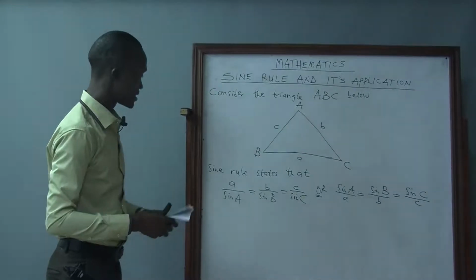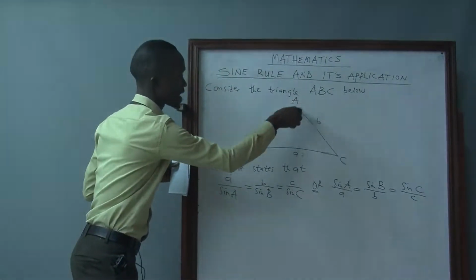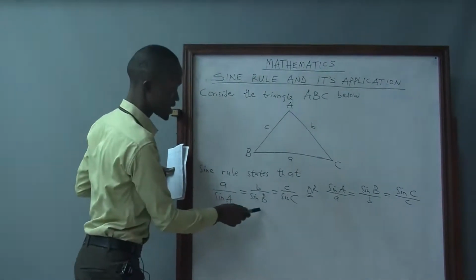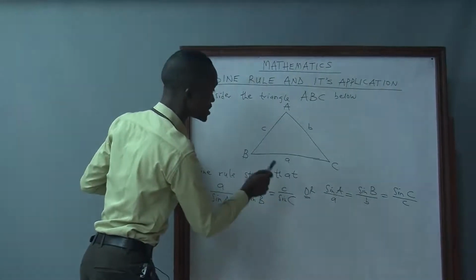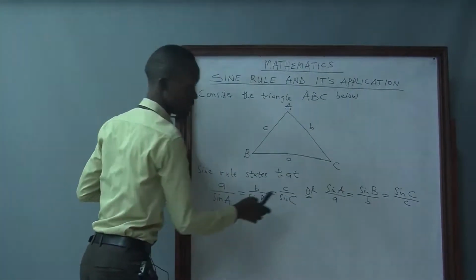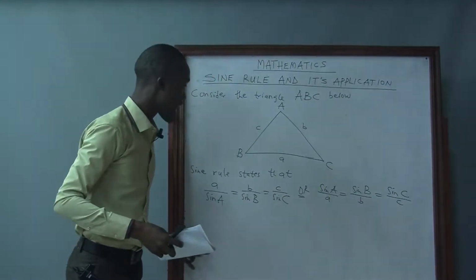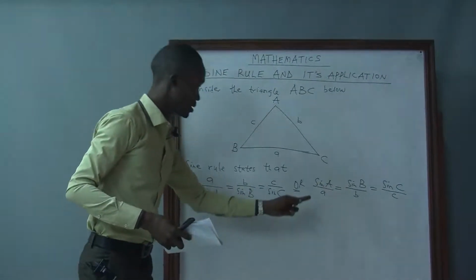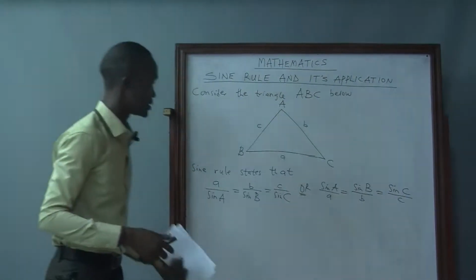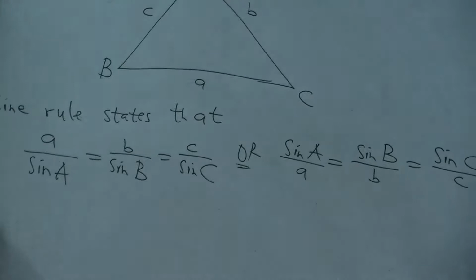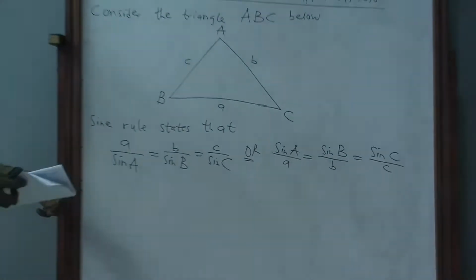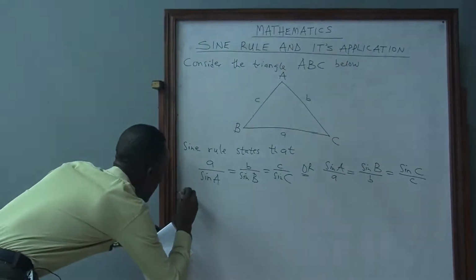And sine rule states that a over sine A is the same as b over sine B, and is also the same as c over sine C. Or we can also state it as sine A over a equals sine B over b equals sine C over c. Now the next thing we look at is when we can use sine rule when we come across a triangle.